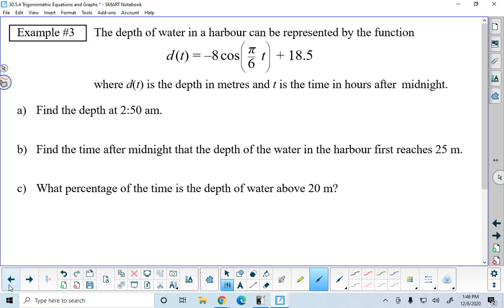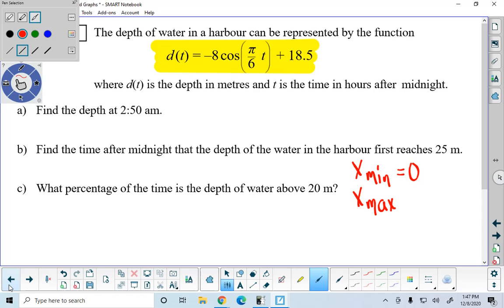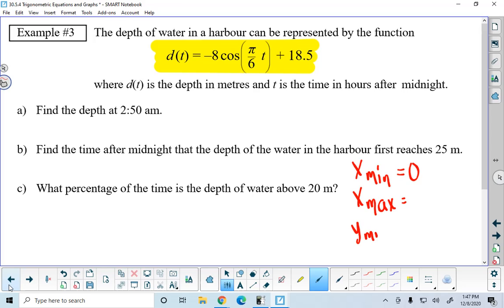Listen very carefully. To solve any application problem, you never do it algebraically. You want to do this graphically. So the first thing we need to do is plot this graph for one period. It's always for one period. I'm going to give everybody a couple of minutes here because I would like you to figure out what we should put for x min. Well, x min will always be 0. For x max, for y min, and y max.